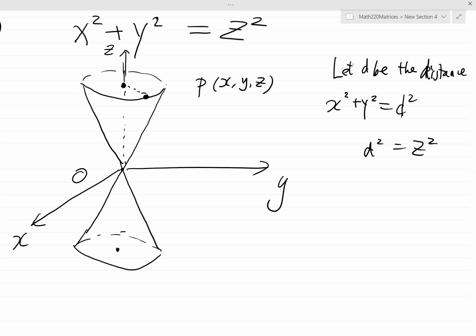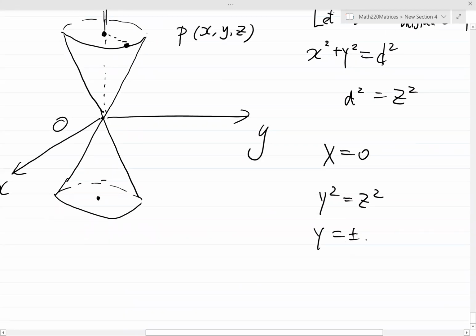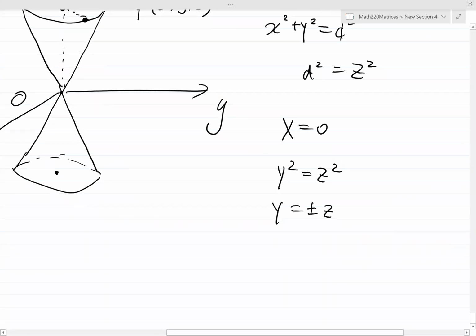And the intersection, suppose you cut at x equals 0. Then we get y squared equals z squared, so it's a straight line. So y is plus or minus z. Then rotate this line, y equals plus or minus z. This is also called the generating line.